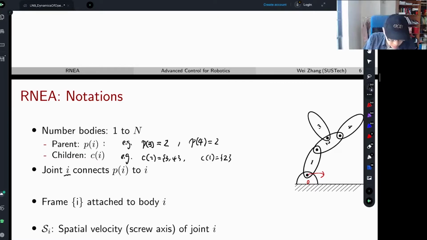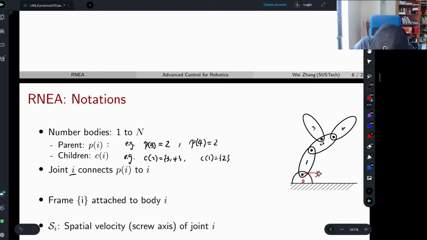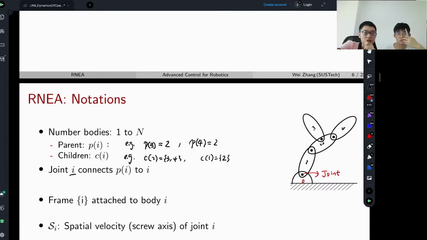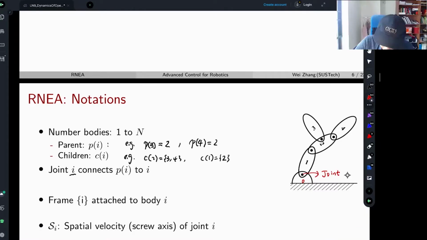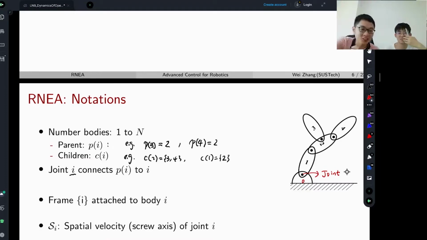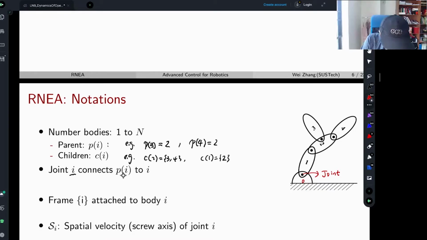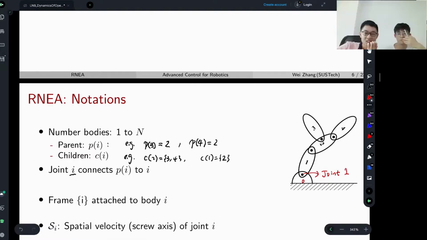Maybe I ask now. So joint i connects parent of i to i. What do you think? This red arrow I drew here, is it joint 1 or 2 or 0? This is joint 0. Joint 0 would connect parent 0 to body... 1. Sorry. So this is joint what? This is joint 1. Yes, that's the convention.